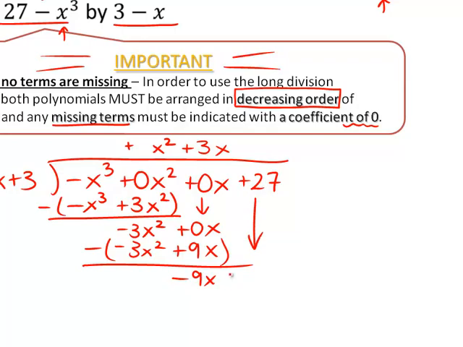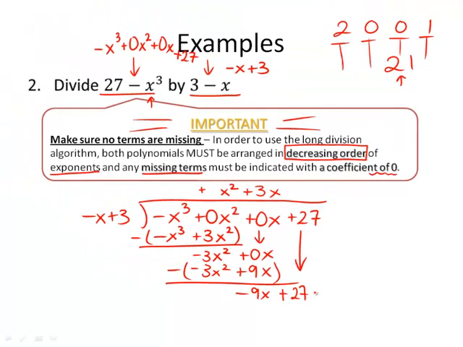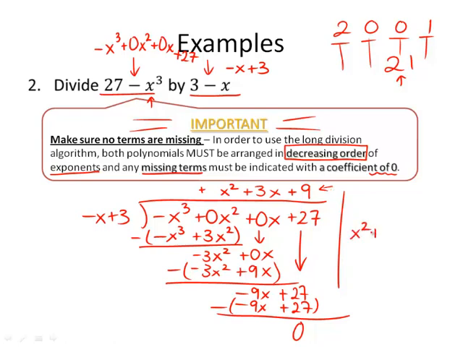Now we can drop the next term, plus 27, and we think, what times negative x gives us negative 9x? It needs to be positive to keep the negative, and we need a 9. 9 times negative x gives us negative 9x. 9 times positive 3 gives us positive 27. So when we subtract, we are left with 27 minus positive 27 with the remainder of 0. Great! No remainder means that our answer is just our quotient, which is x squared plus 3x plus 9.